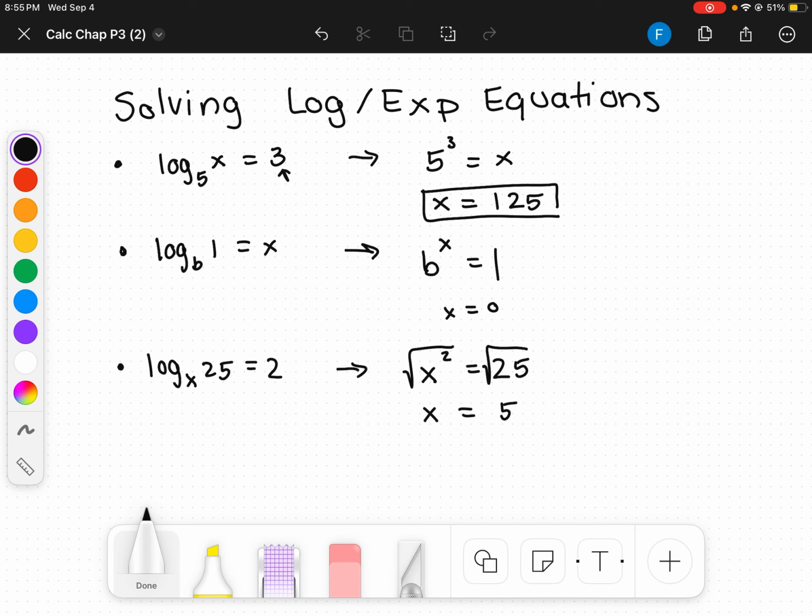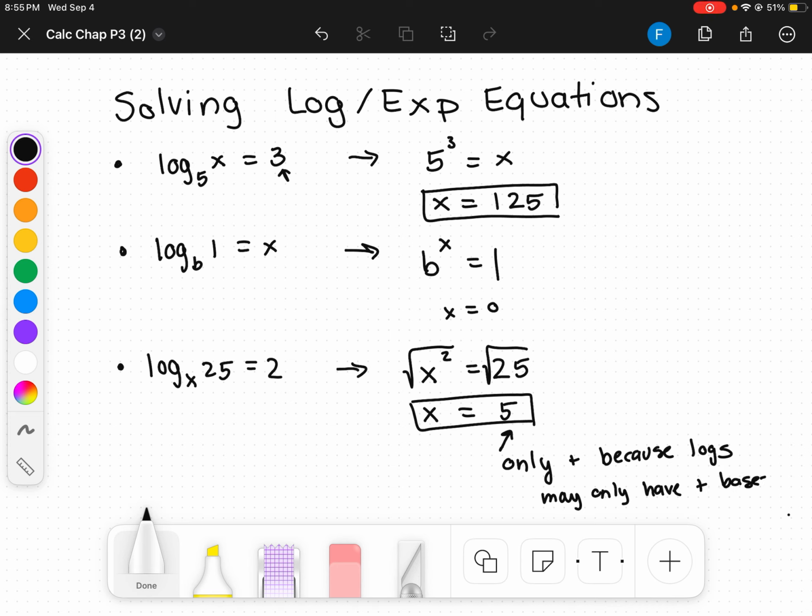And for this one, some of you might argue, well, wouldn't it be plus or minus 5? When you're dealing with logs, you're only going to be able to get positive, because logs may only have positive bases. And you can see this in the graph. If you were to actually plug this whole thing into Desmos, you'll see your x value is not going to be able to be anything negative, okay?